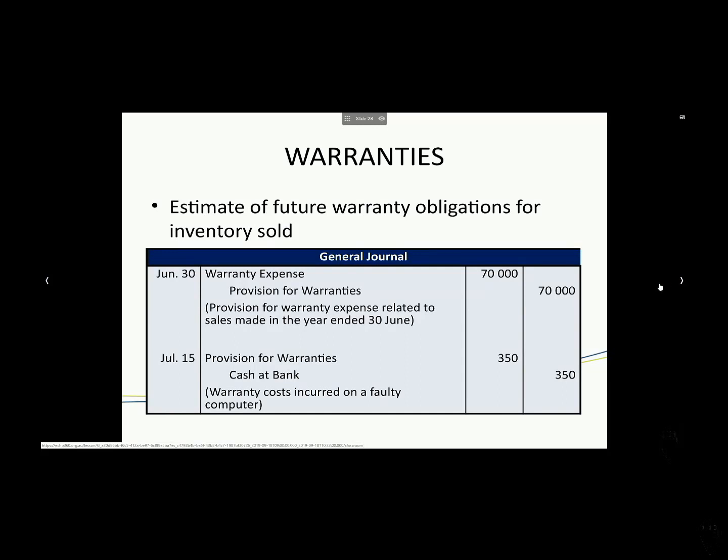Now, we talked about before that sometimes a business will actually pay a customer for a defective product outside the warranty period. If it's outside the warranty period, then it's not covered by the provision for warranty, and it is then not a contractual obligation on behalf of the firm. It is then a constructive obligation. The firm is paying it to maintain its reputation.